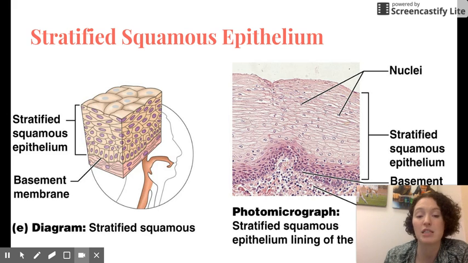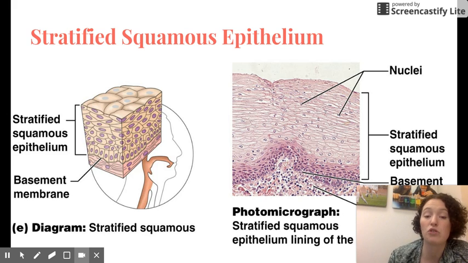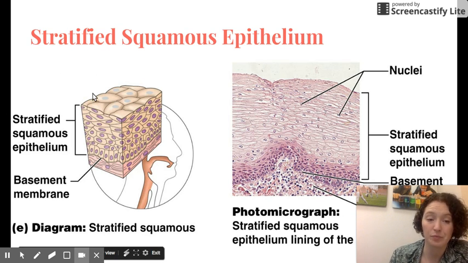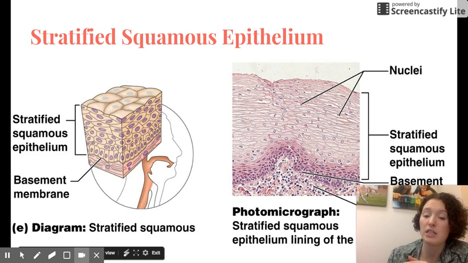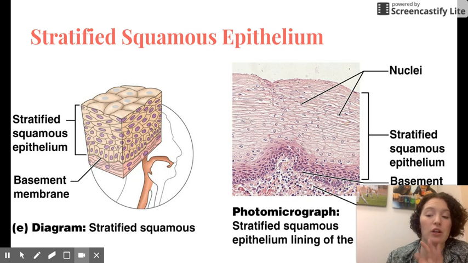This is the most common type of stratified epithelium. You generally will not see the others. Lots of layers of cells. The cells at the free edge are incredibly squished. They are going to be super squamous looking. The ones lower can actually be more cuboidal in shape, and that's okay.